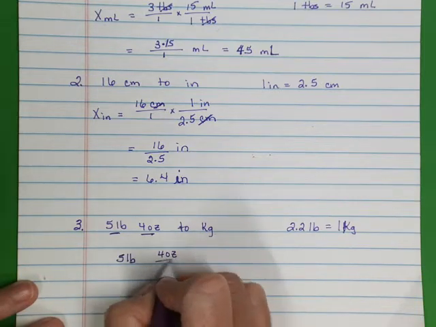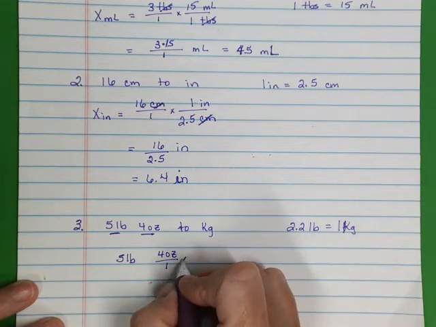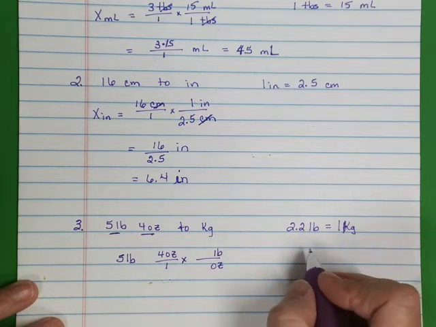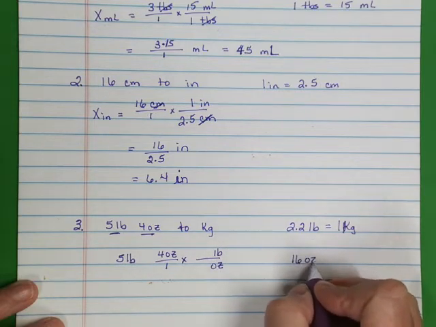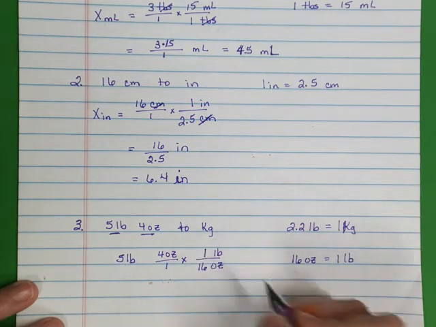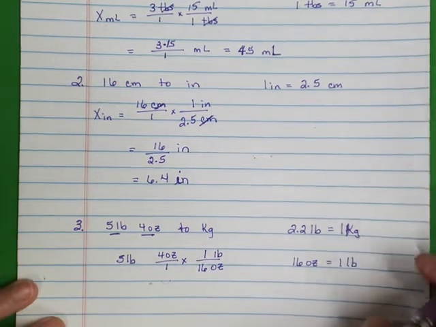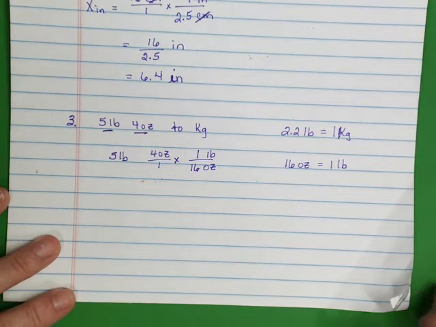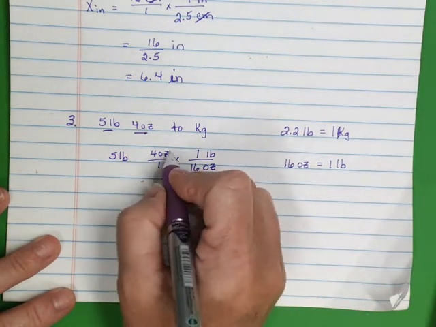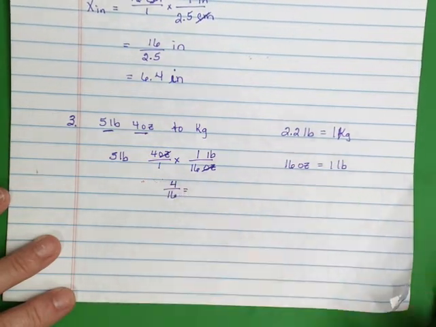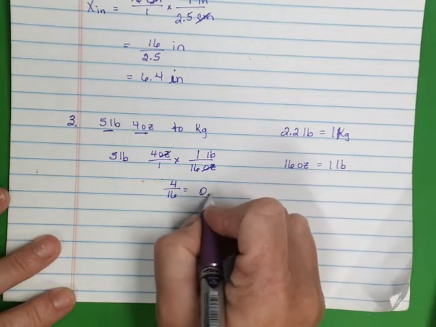My 4 ounces, I'm going to put over 1. I know that ounces on top, ounces has to go on bottom. Pounds will go on top. There are 16 ounces equal to 1 pound. So I'm going to put my 16 on bottom, my 1 on top. It's less than 1 pound because it's 4 ounces, so I know it's going to be a decimal number. So I'm going to take the 4 times, my ounces cancel. 4 times 1 is 4, 1 times 16 is 16. Take 4, divide it by 16, and I get 0.25.